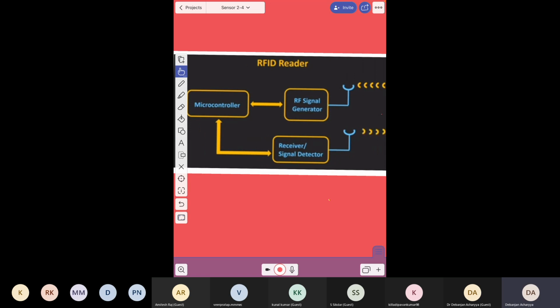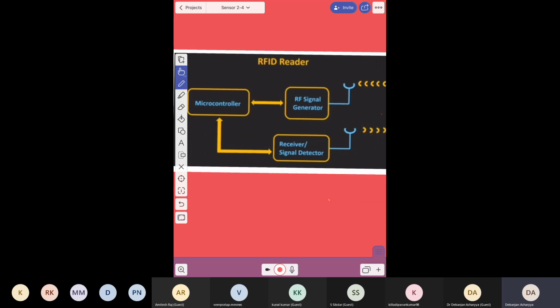Now, this is a typical diagram of an RFID reader. Here you can see there is a microcontroller, and there is an RF signal generator. This RF signal generator will first send some radio waves, and if those radio waves are received by the tag, after receiving them the tag will once again send another radio wave that will be received by the receiver at the RFID reader part, right?